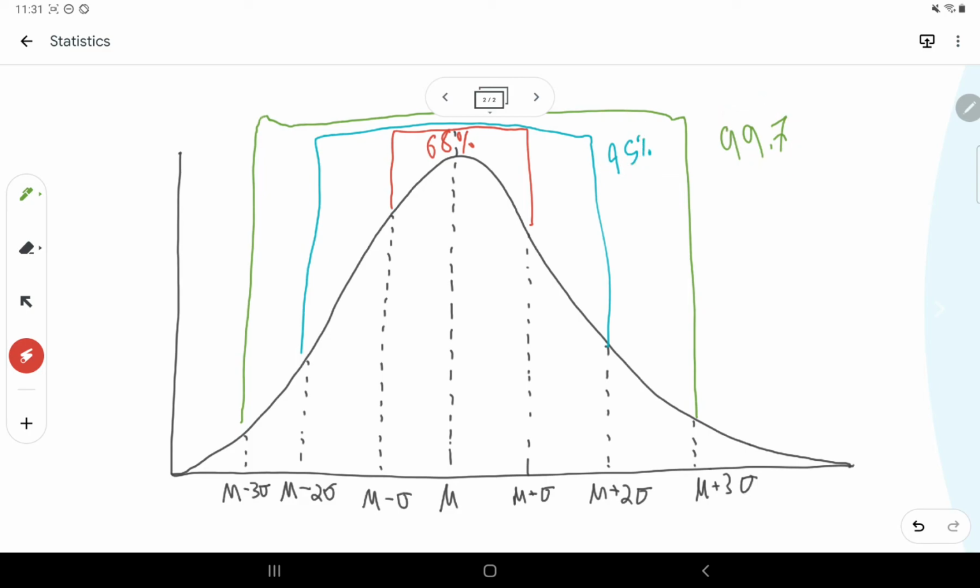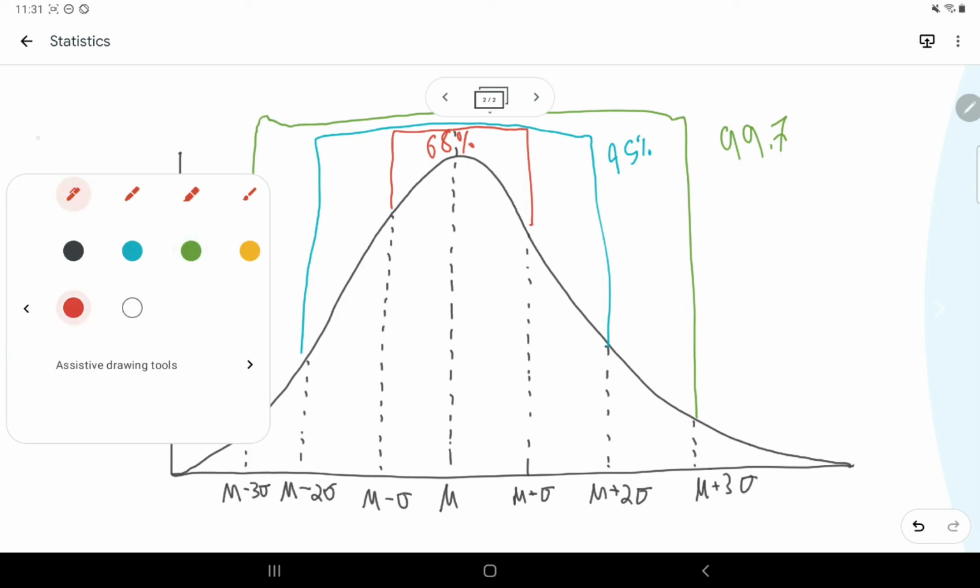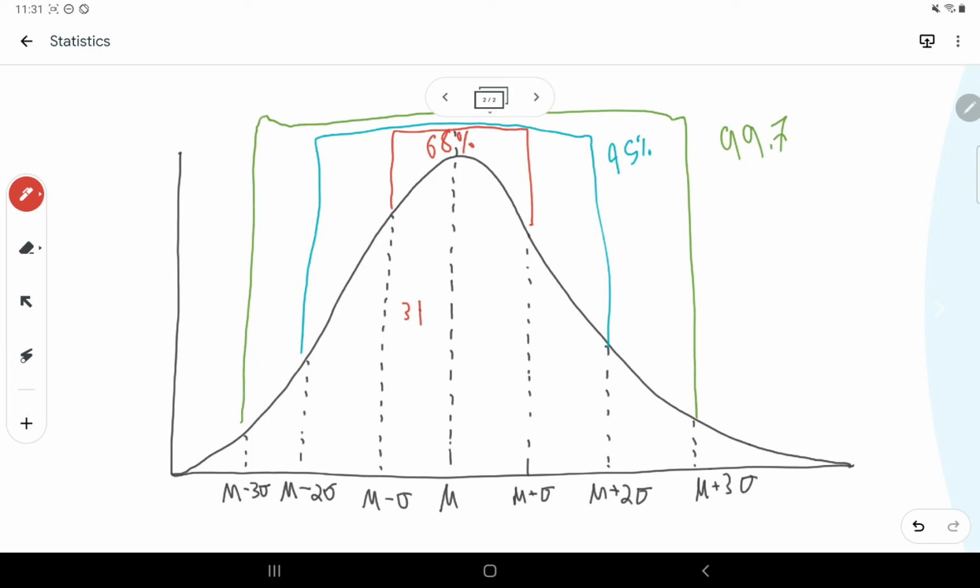Okay, so that means since this whole thing is 68%, this section here is 68%, if I cut that in half, I should get half of 68%. In that case, it's 34% on both sides. So it's 34% on this side, and it's 34% on this side. Okay, well, that's helpful. We now know how much is in this particular section. Well, let's keep it going.